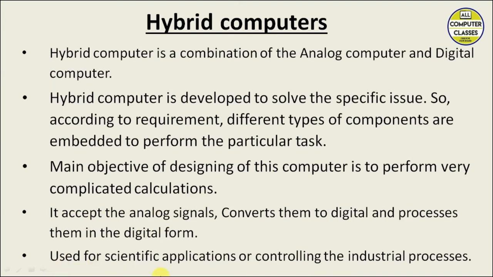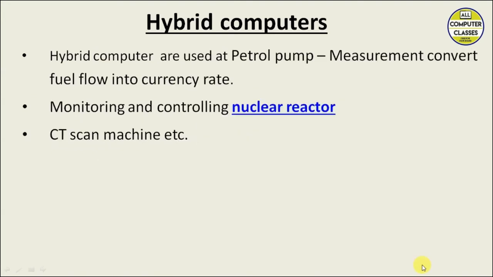And hybrid computers are used for scientific applications or controlling industrial processes, such as at a petrol pump, for example monitoring and controlling nuclear reactors, CT scan machines, etc. These are some examples or some applications of the hybrid computer. So they are working on an analog signal which is converted into digital signal. So this is a combination of both analog and digital.